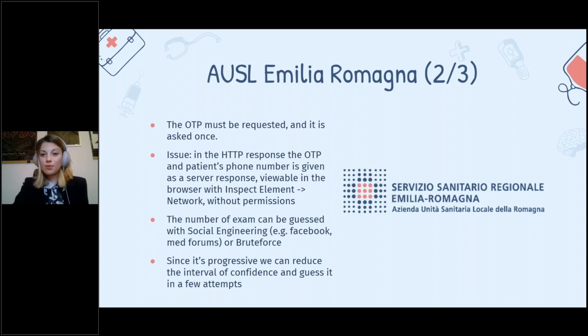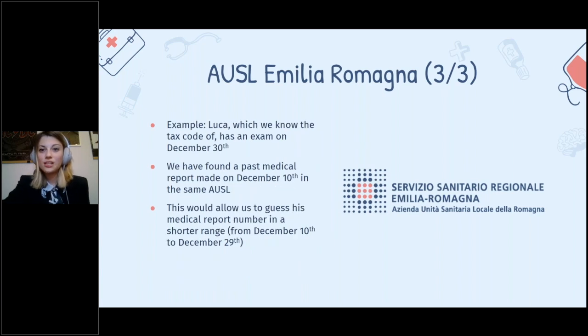The tax code can be found on online documents and it's not treated like a password, and it can be calculated with basic info about a person. The number of exam can be guessed too, thanks to social engineering or brute force. But since it's progressive, we can reduce the interval of confidence and guess it in a few attempts. Just think about this example.